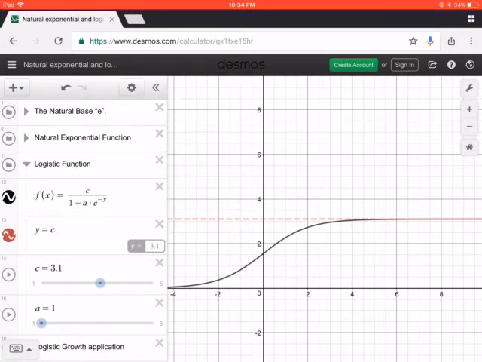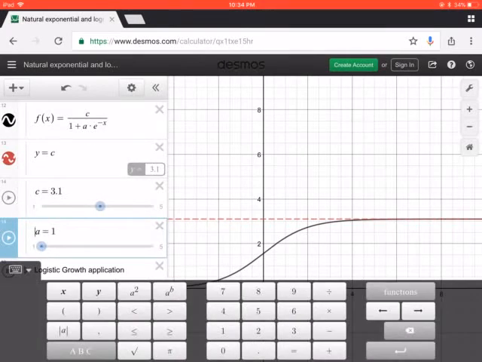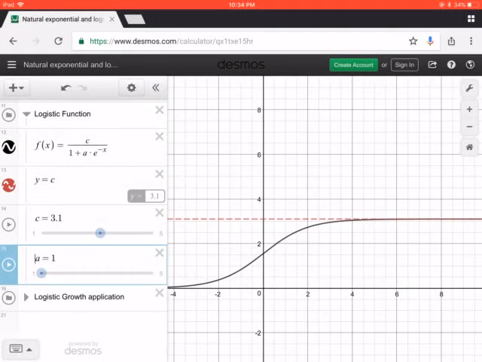So this value A in the equation is simply going to change the y-intercept of our equation. But by default, the y-intercept is 1. Actually, no, that's not true. It's not 1. But it changes the y-intercept of our function, our initial value. So that's the logistic function.